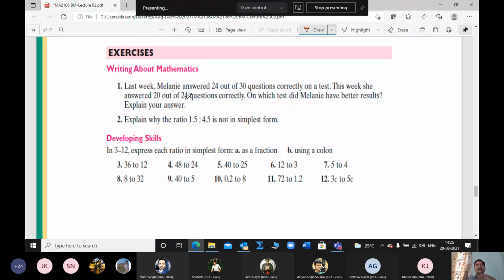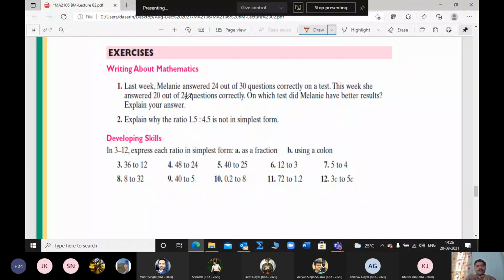Which one is a better number out of these two? Second test. The answer to this question is, Melina has performed better in the second test compared to the first test. That is the easy way of answering.